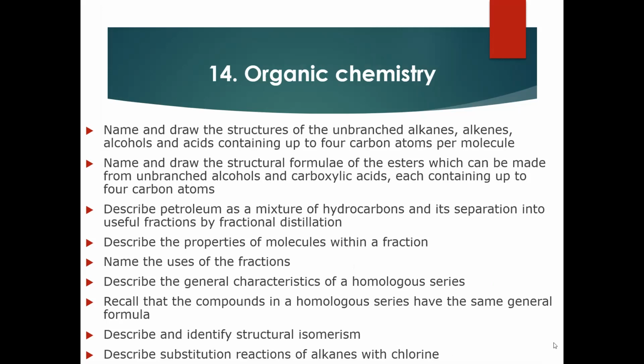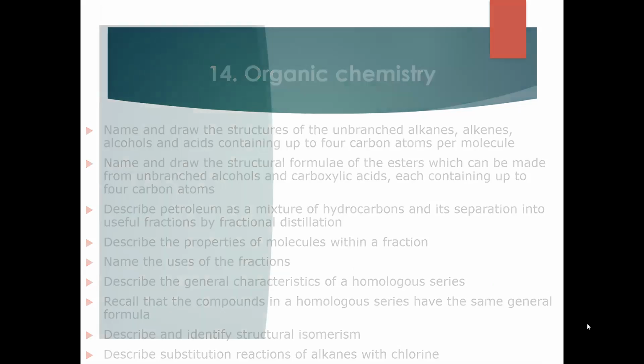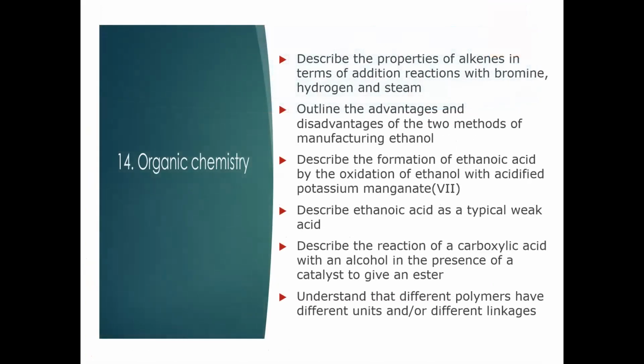Describe and identify structural isomerism. Describe substitution reactions of alkanes with chlorine. Describe the properties of alkenes in terms of addition reactions with bromine, hydrogen, and steam. Outline the advantages and disadvantages of the two methods of manufacturing ethanol.